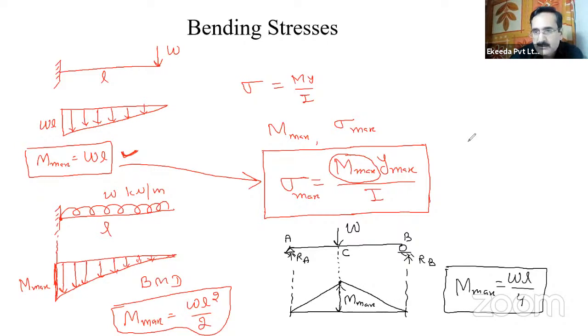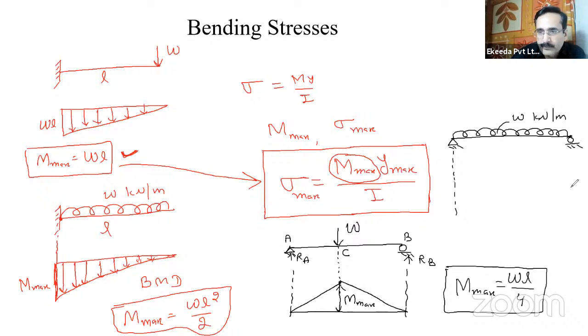And let us take the last example: simply supported beam with UDL, and then we will be able to solve the questions on this. So the summary of the theory will be over now. So W kilonewton per meter is the UDL acting on this simply supported beam. And what was the bending moment diagram?